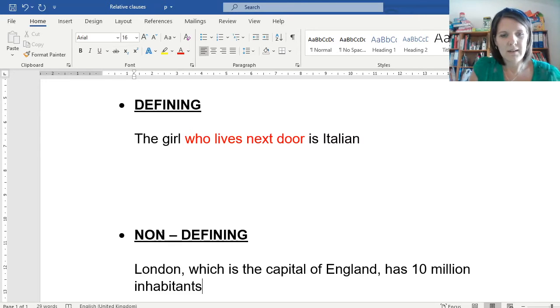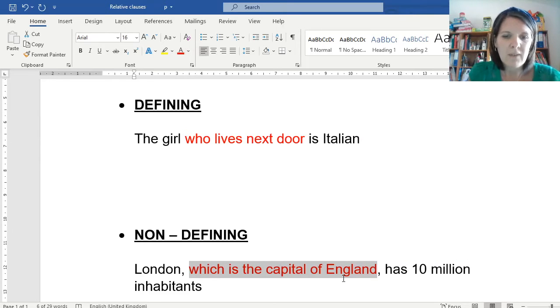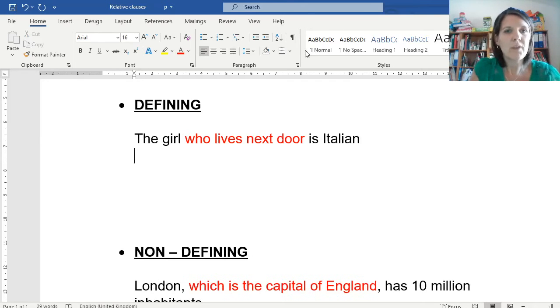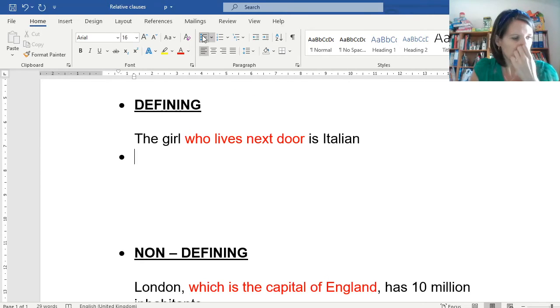So here, I'll put it in red again. So this is our relative clause. In this case, if we remove this relative clause, we still understand that London has 10 million inhabitants, okay? This, which is the capital of England, is extra information. All right. Now, there are a few grammar rules concerning the different types of clauses.